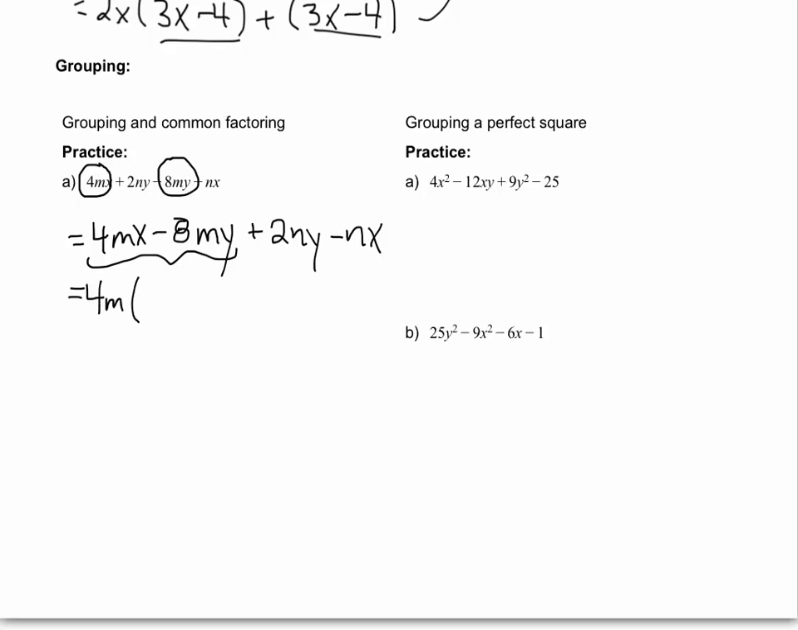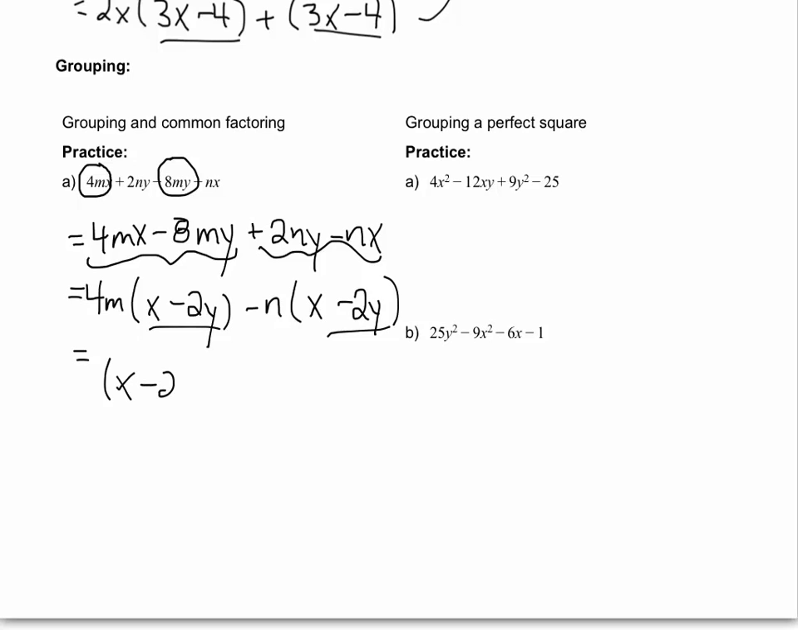Factoring that out is going to give us x minus 2y. And then in these two terms, a negative n is common. So if we factor that out, we're going to be left with x minus 2y. We now have a common term, so pulling that out, we have x minus 2y times 4m minus n. Sometimes these are a bit of trial and error to find the right answer.